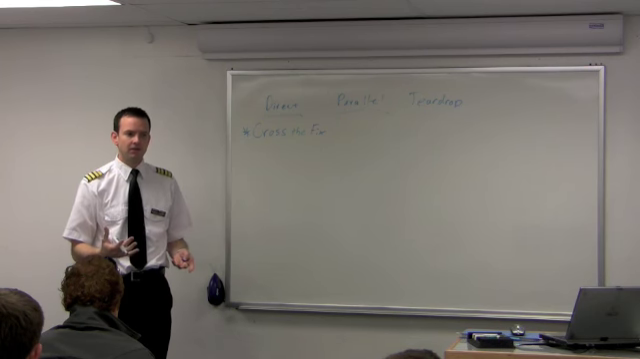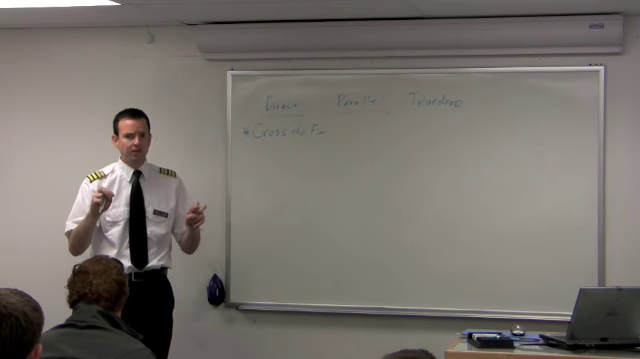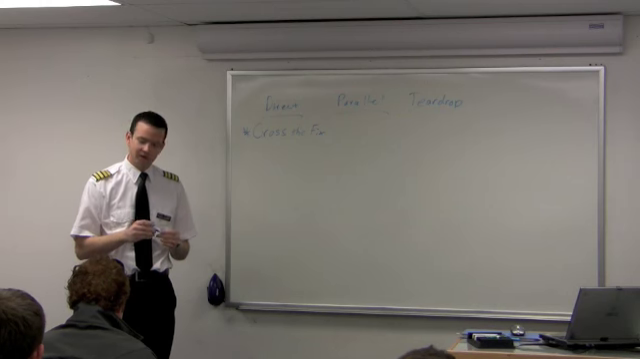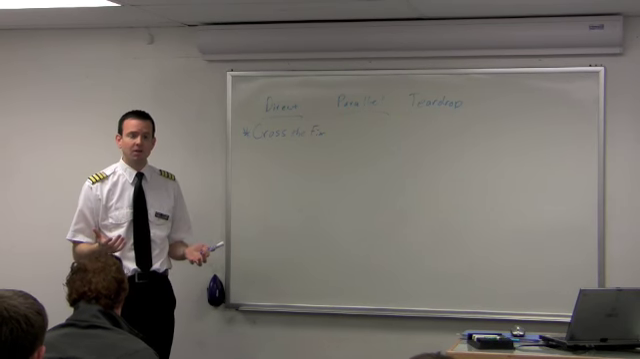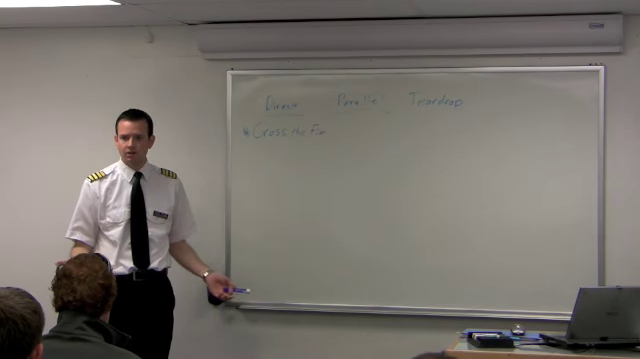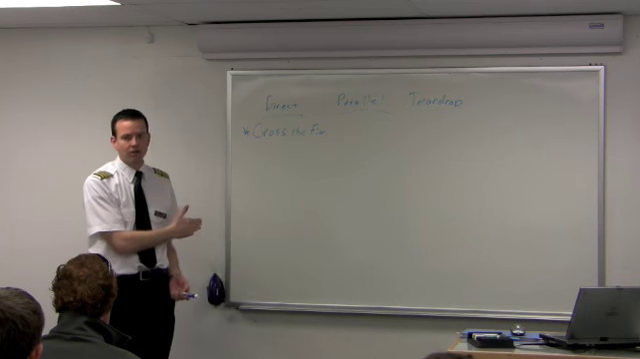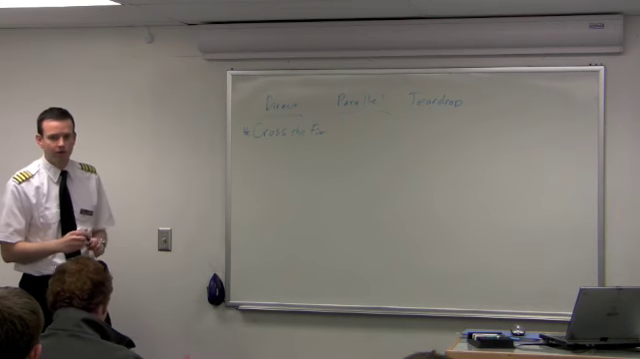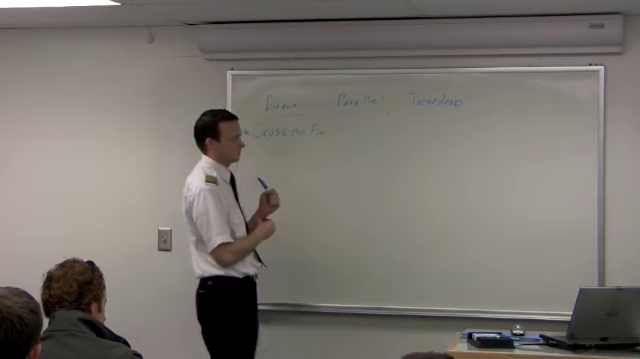The problem is that if I try to do a flyby when I'm doing a hold, if I'm trying to do a parallel entry and I do a flyby instead of a flyover, I'm actually going to be doing a direct entry because it's going to put me on the wrong side of the course. So you cannot precede the turn on a hold. You have to cross the fix.